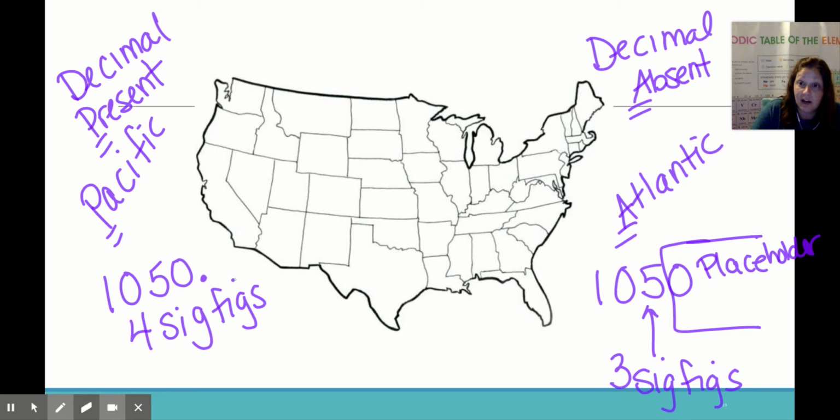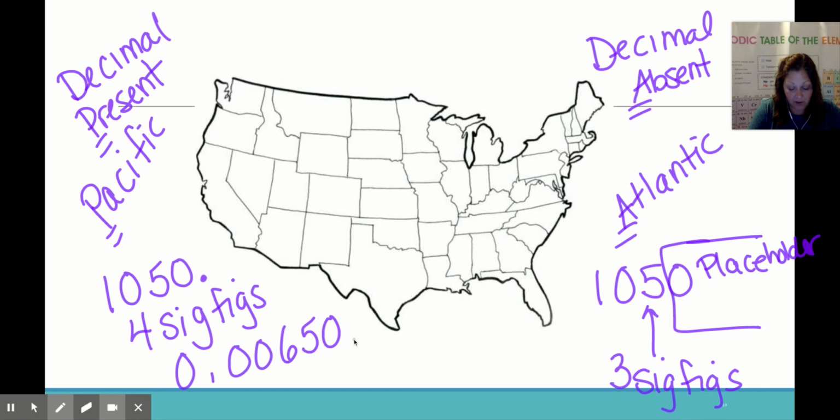However, another type of decimal present number would be a small decimal present number. If we had 0.00650, these zeros are in the Pacific Ocean. They are on the Pacific side of the leftmost non-zero digit, so they are not significant. So this number would have 3 significant figures.